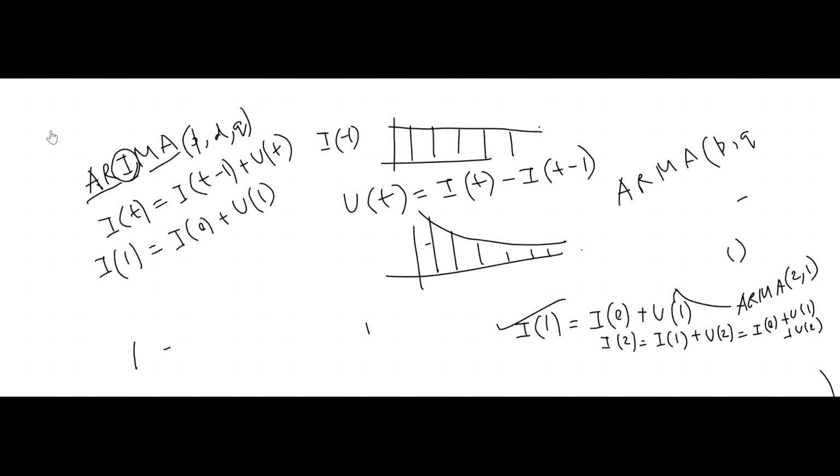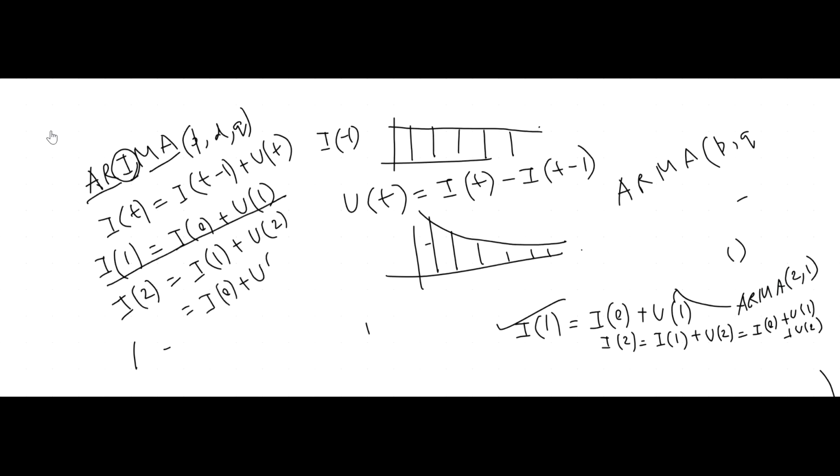Then what about I_2? I_2 is equal to I_1 plus U_2, right? I'm putting 2 here, so I'm getting 1 here and 2 here, U_2. But what about this I_1? I have already got the value of I_1, so I can input that value here to get this.